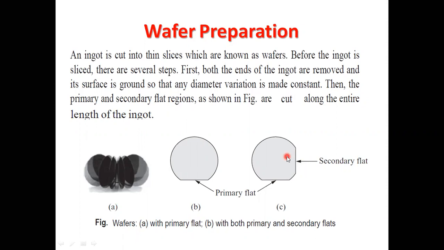So these flat regions are cut to identify the type, that is P-type and N-type of the wafer, and the crystal orientation. The primary flat gives the mechanical stability of the wafer when it undergoes further processing steps. The ingot is then sliced into wafers. A diamond tipped saw is used to slice the ingot. The sliced wafers are again lapped for better flatness. A mixture of glycerin and Al2O3 is used for lapping purpose.